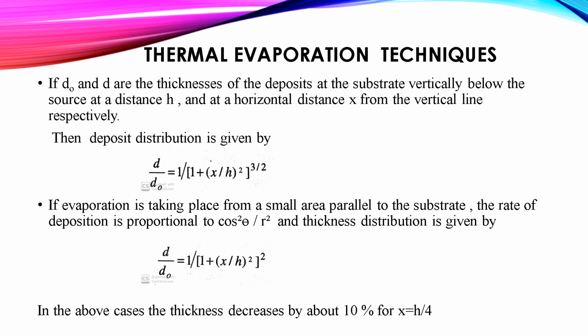And if the evaporation takes place from a small area parallel to the substrate, the rate of deposition is proportional to cos square theta by r square, and the thickness distribution is given by d by d0 is equal to 1 by (1 plus x square by h square) whole square. In these two cases, the thickness decreases by 10% for x is equal to h by 4.